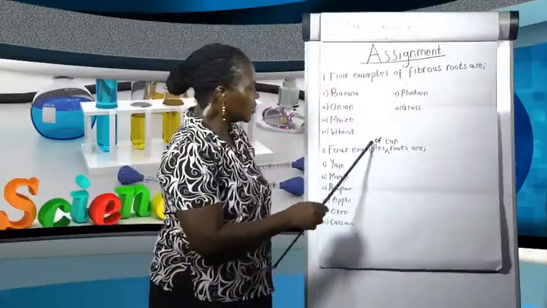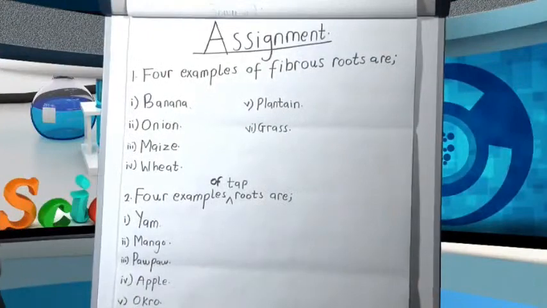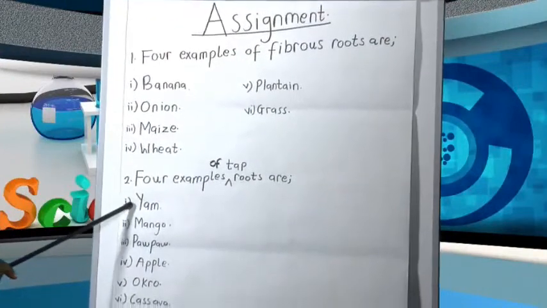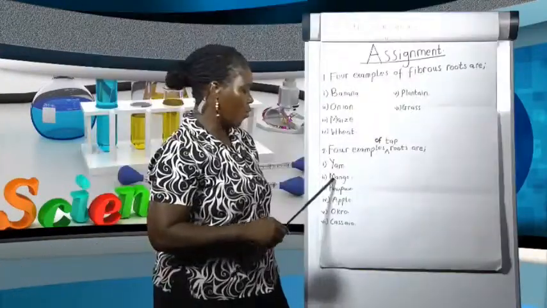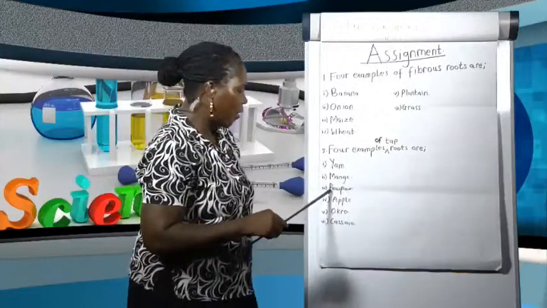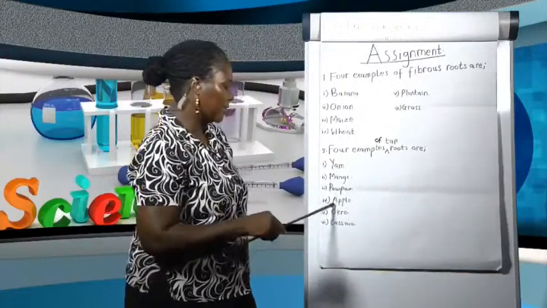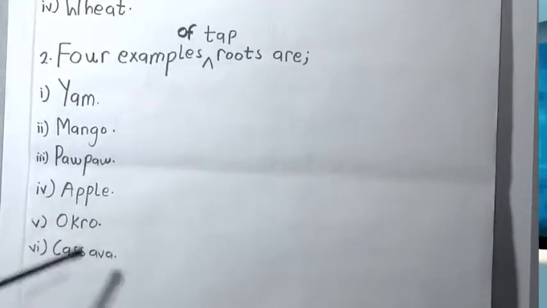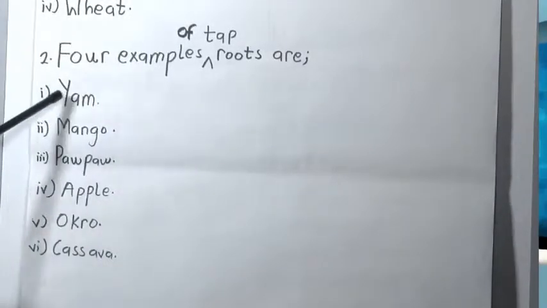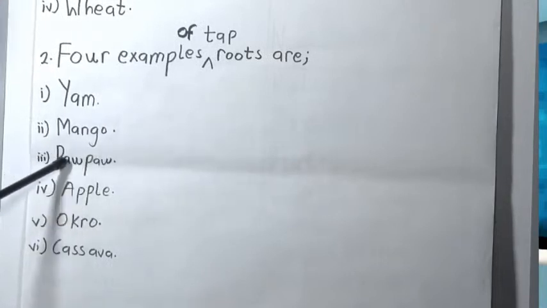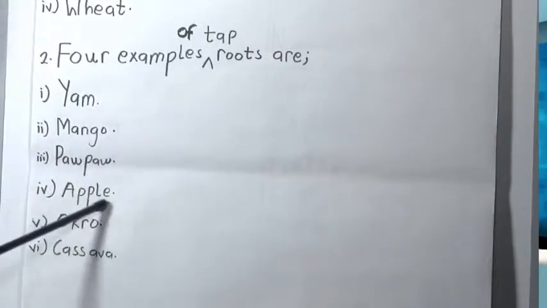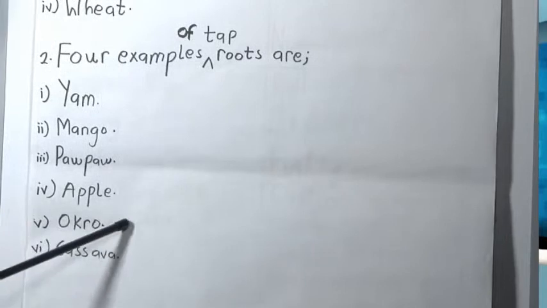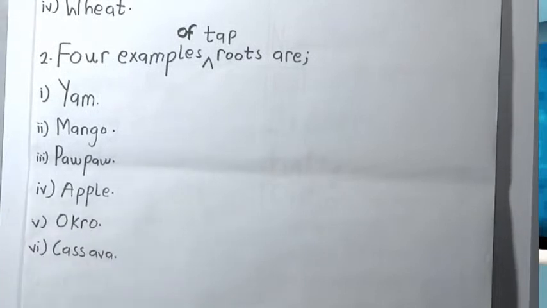Four examples of tap roots are yam, mango, pawpaw, apple, okra, cassava.